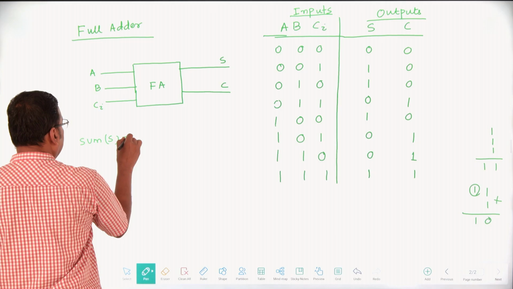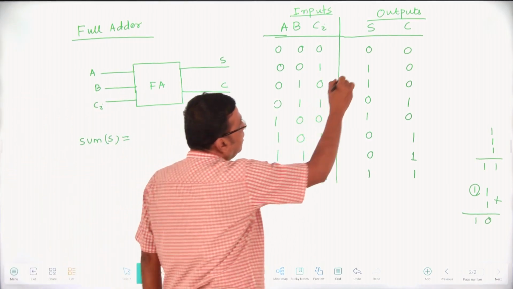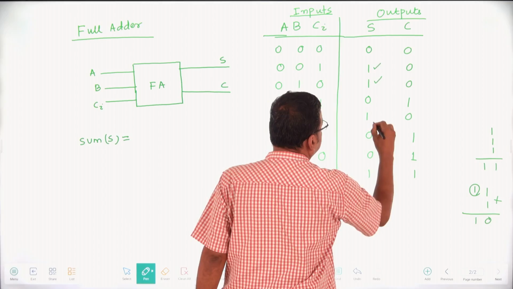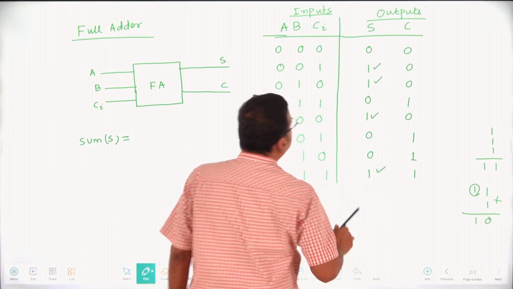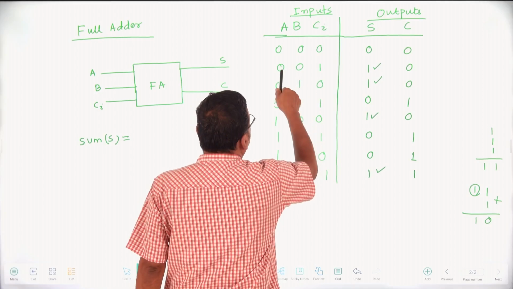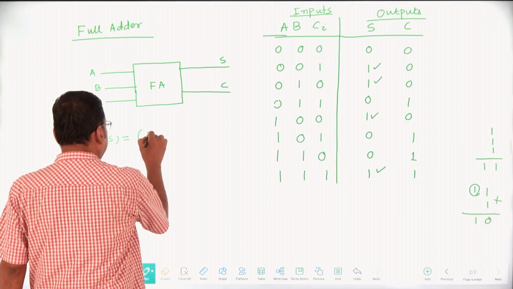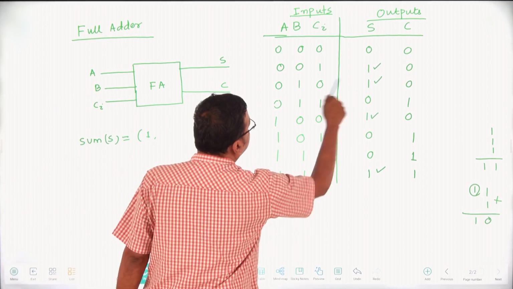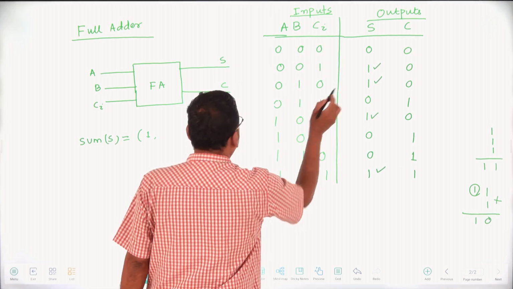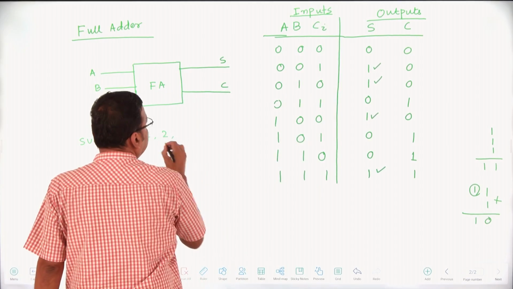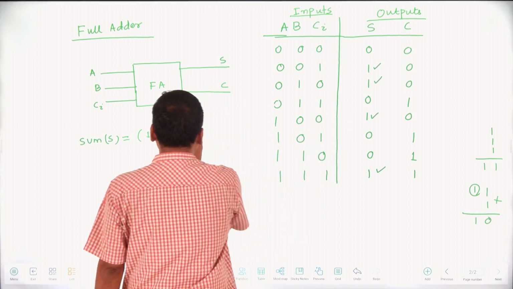Tell me, what is sum? When will the output be high? For S equal to 1, 0, 0, 1, the decimal value will be 1. For 0, 1, 0, the decimal value will be 2. Similarly 0, 1, 1, that is your 3.